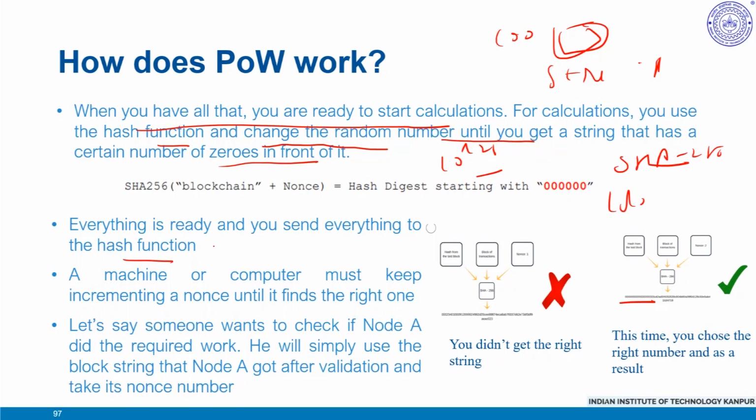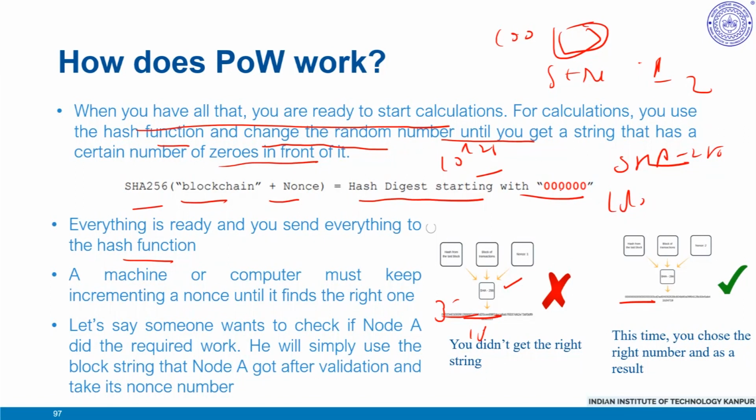You send everything to the hash function. So you have the block of transactions and the random number, you send it to the hash function, and you get the hash digest with a certain number of zeros in it. In this particular illustration, you can see that you did not get the right string. The number of zeros in your string does not match. The resulting string maybe starts with only 3 zeros, while the desirable string that you want starts with 18 zeros. That means your random number, the nonce, was not correct. So we'll start the calculations again. First we pick 1, then we pick 2.